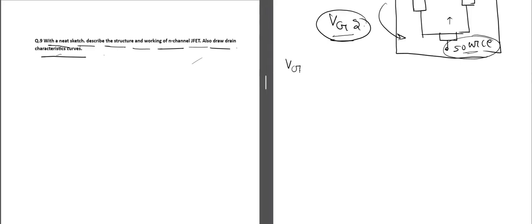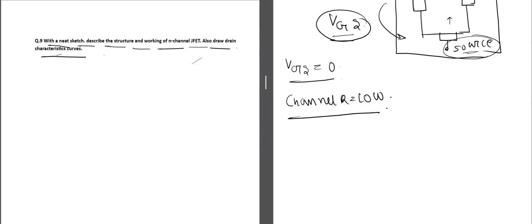When no gate to source voltage is applied, or we can say the bias is 0, the resistance of the channel will be very low. The channel resistance will be very low. Okay. So if the channel resistance is very low, the current flow will be very high.